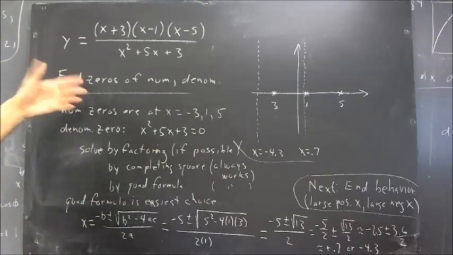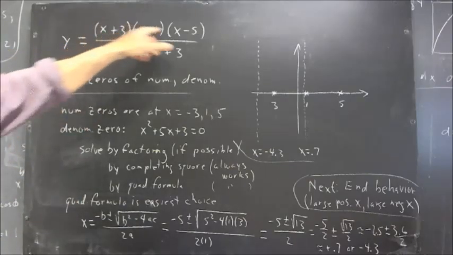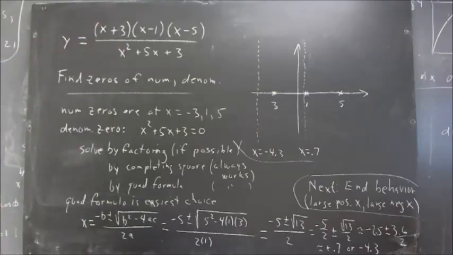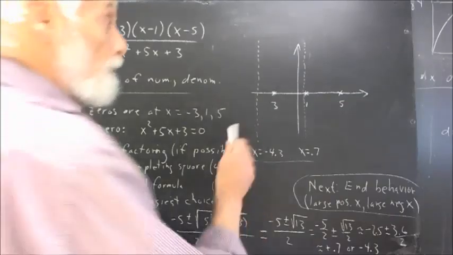We also want to find the y-intercept, which is very easy. We plug in x equals 0. In this case, we get 5. The y-intercept is at (0, 5). So I'm going to go ahead and put that on the graph.